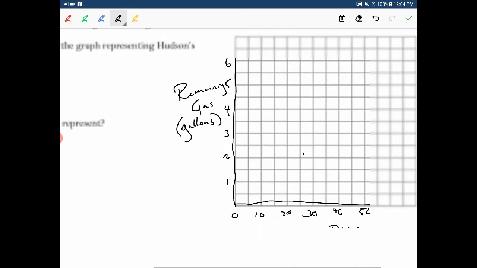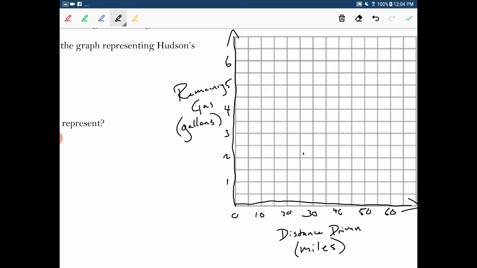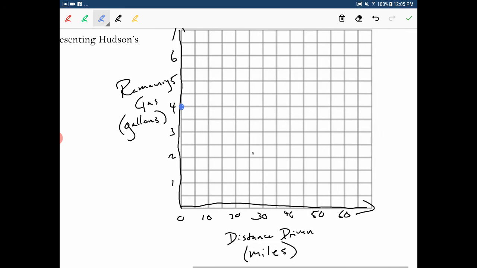All right, so what we know is that he started with 4 gallons of gas. I'm going to do this in blue just to make it look better, because it already looks pretty bad. And then we said that after he drove 40 miles, he was down to 2. So after 40 miles, he was down to 2. So there you go. There's your 2 points. All right. And so we would draw our perfectly straight line using a perfect ruler.